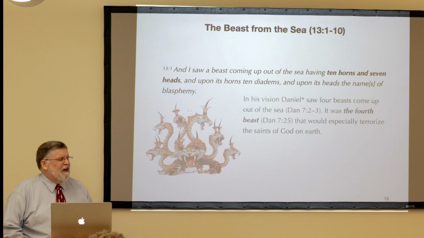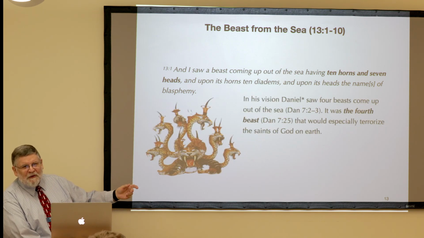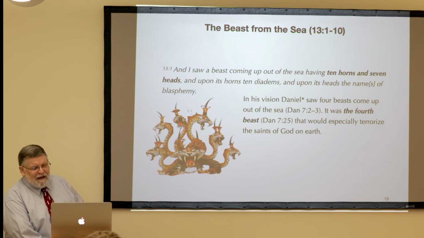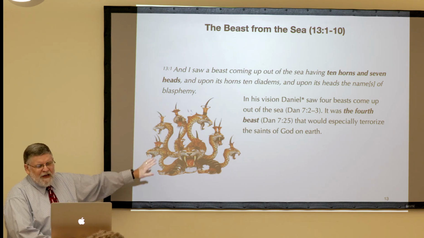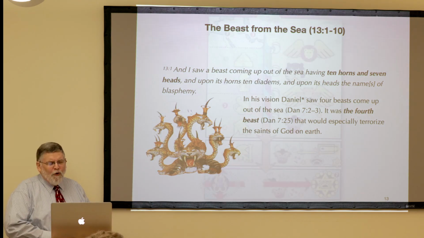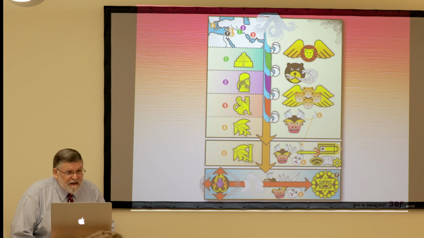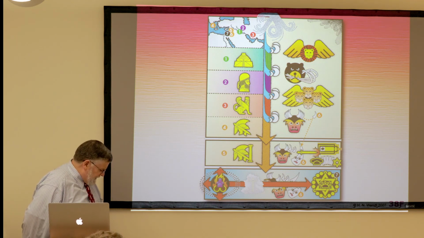10 horns, 7 heads. This is interesting. All sorts of people come up with crazy pictures. So you see 7 heads. We'll come back to that part. And this is really a reference to Daniel. Daniel saw 4 beasts come out of the sea. I'm not going to go into this picture in detail because this is from the book of Daniel. I'm just borrowing some things.